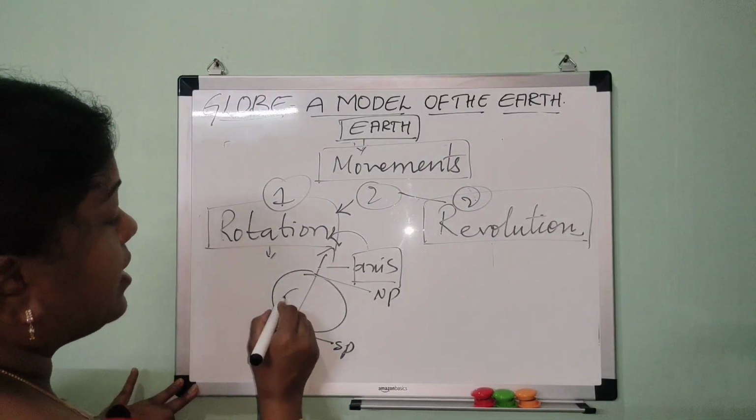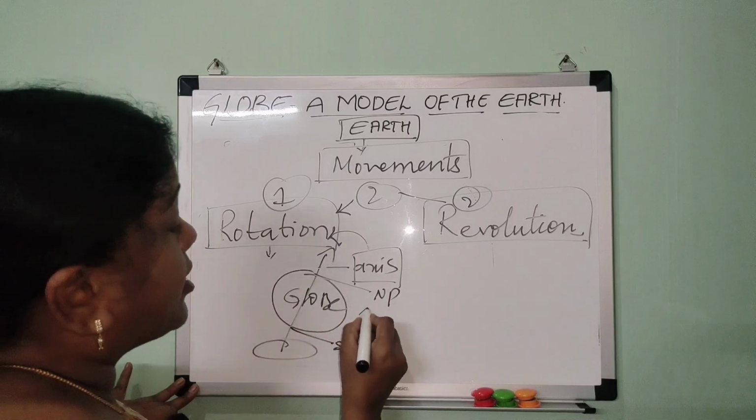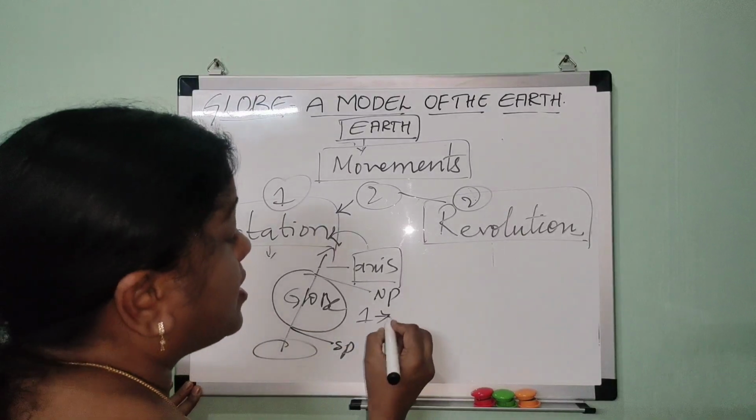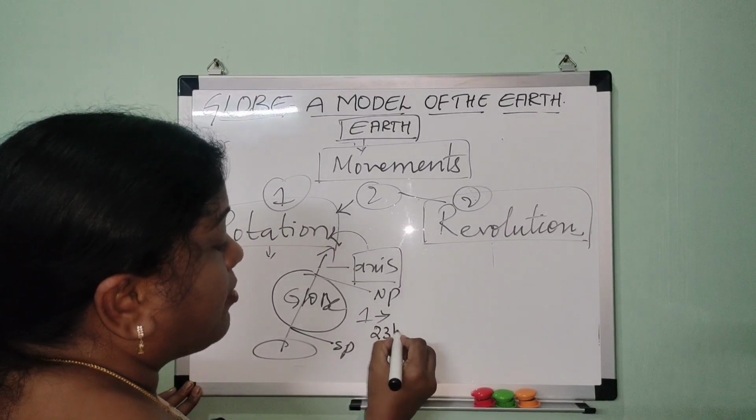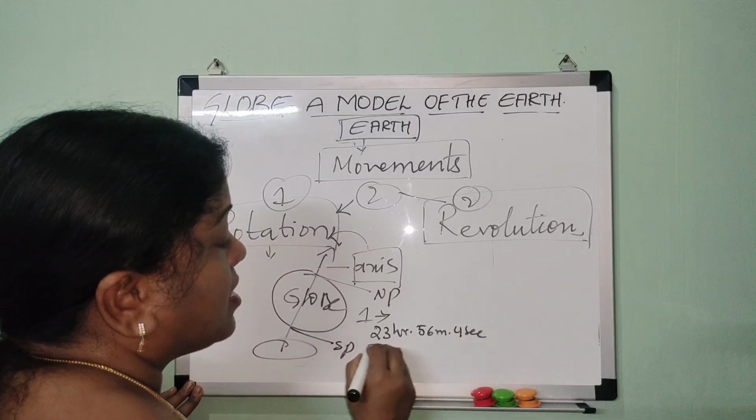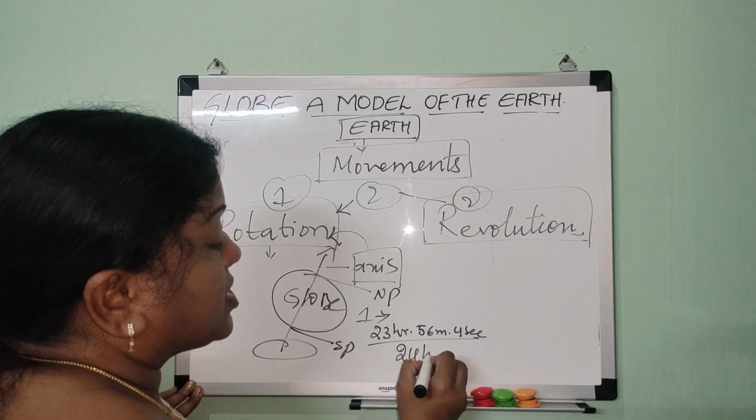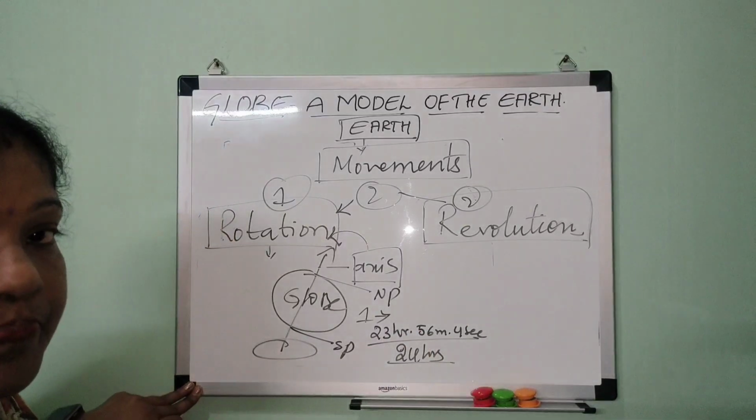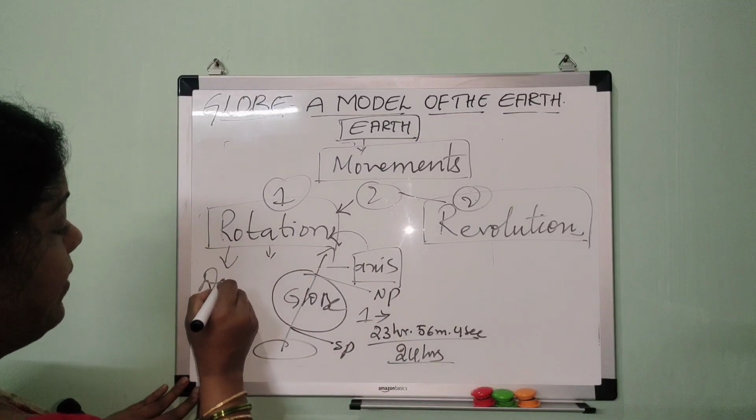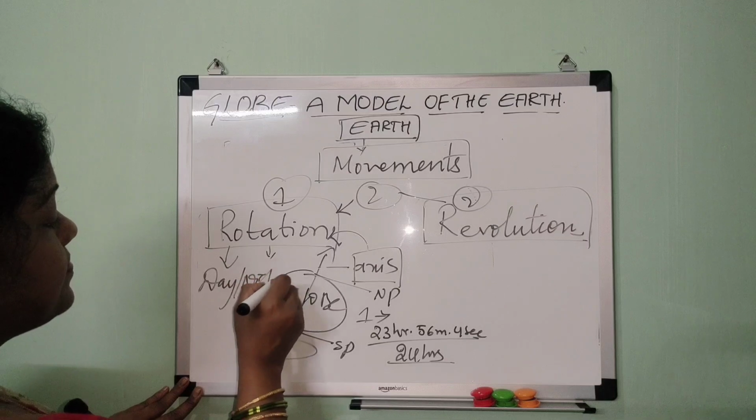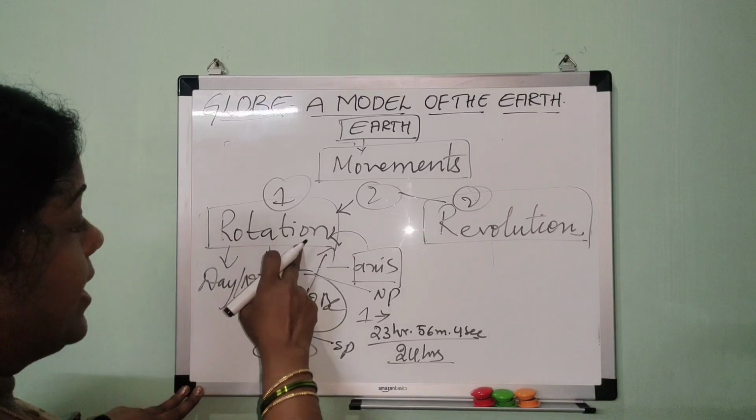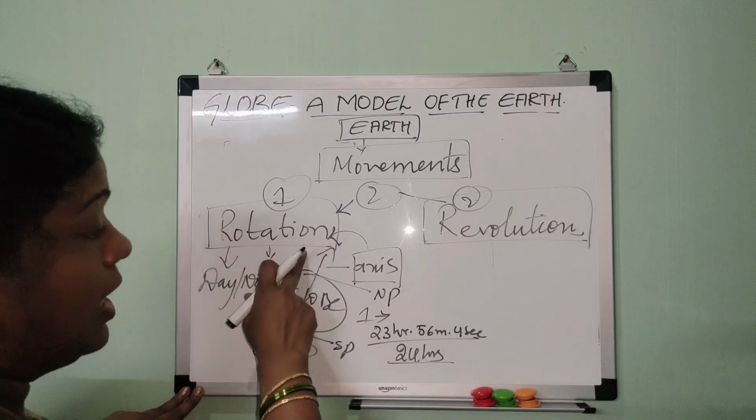So, how much actually is the time taken to complete one rotation? Can you give the answer? Yes, it is taking exactly 23 hours, 56 minutes and 4 seconds, which you are assuming as 24 hours in a day. Are you clear? And what actually are caused due to the rotation? Day and night. Is it clear, children? Day and night are caused due to the rotation.